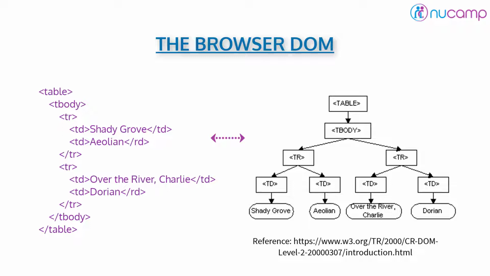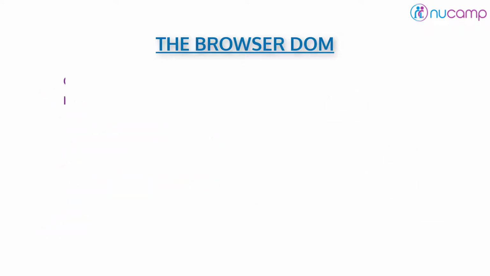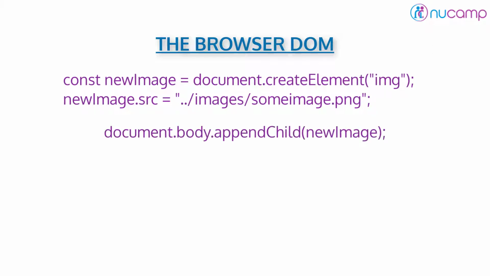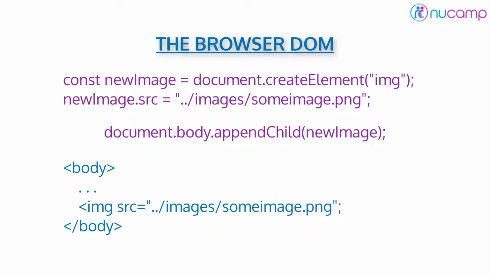The DOM is the interface that makes it possible for you to refer to HTML elements and attributes using JavaScript object and property syntax. So you might create a new image element node in JavaScript like this. Then you could insert this node into the DOM using a method like appendChild, and it would finally be rendered by the browser into this HTML element.